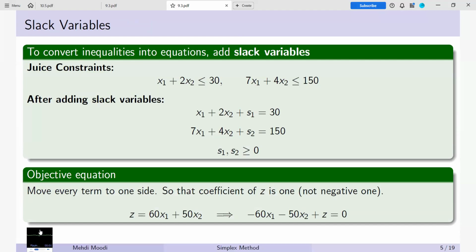Slack variables are added to turn inequalities into equations. They measure unused resources, like leftover juice or unused time. They do not represent products we sell. They just help the system fit neatly into Tableau form.